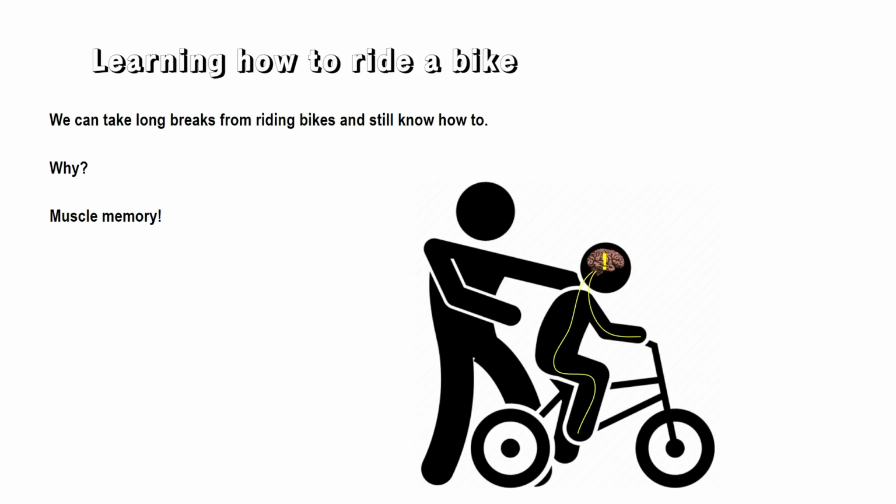The next example is learning how to ride a bike. Now most of us have learned how to ride a bike at some point in our lives. When we were first learning, we kept falling and we had to get back up, and with practice, we slowly mastered the balance needed to ride a bike. Now some of us have taken long breaks from riding bikes, and when we come back, we still know how to ride a bike. Why is this? Because of the muscle memory. Your muscles remember how to ride a bike.